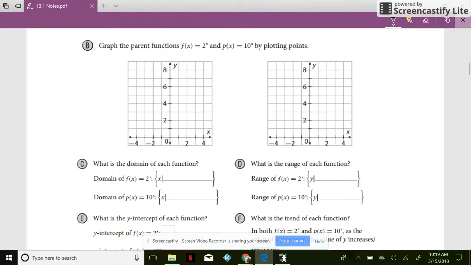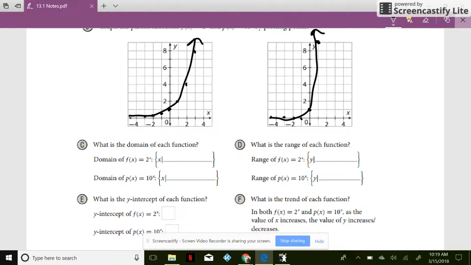So if we graph the parent functions based on those points that we just had, we've got some small values down here. We'll have a value at 0, 1. Here's 1/2, 1/4. That 1 was 2, 2 was 4, 3 was 8. So this would be our parent function here. And with the base of 10, we had very small values down here, and then 0, 1, and 1, 10. So its parent function is a little bit steeper.